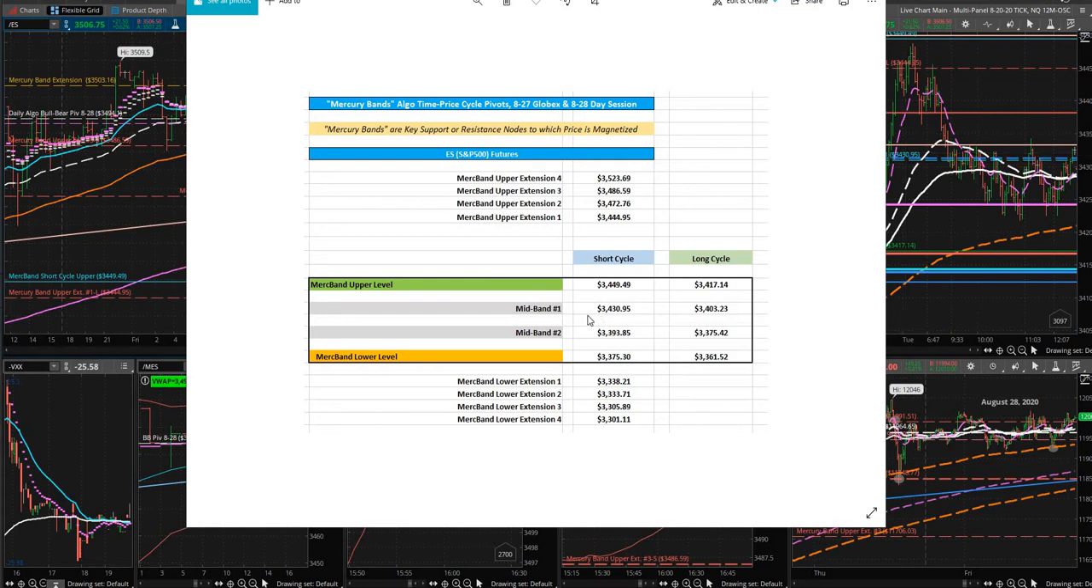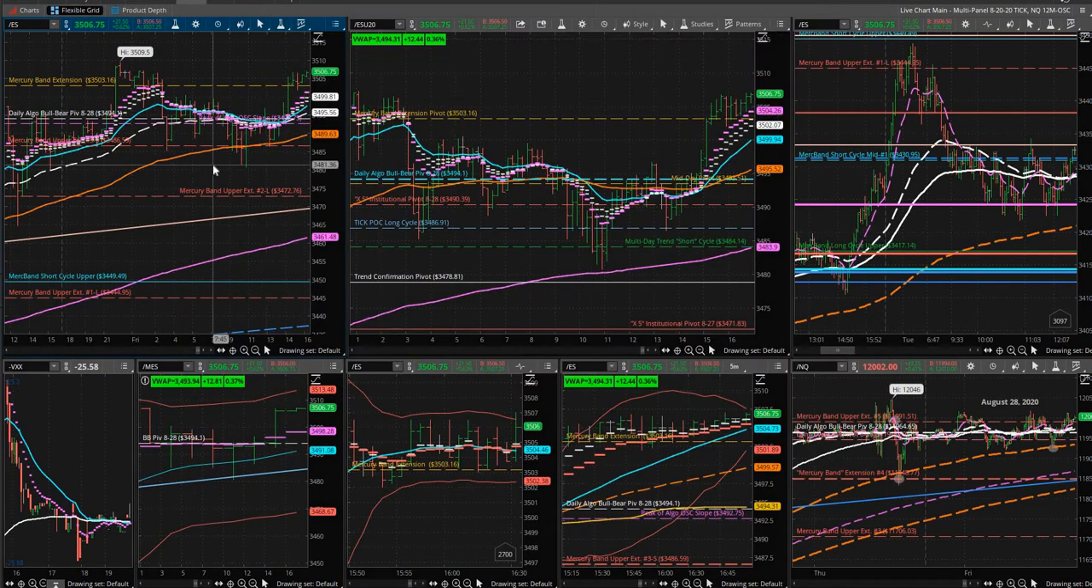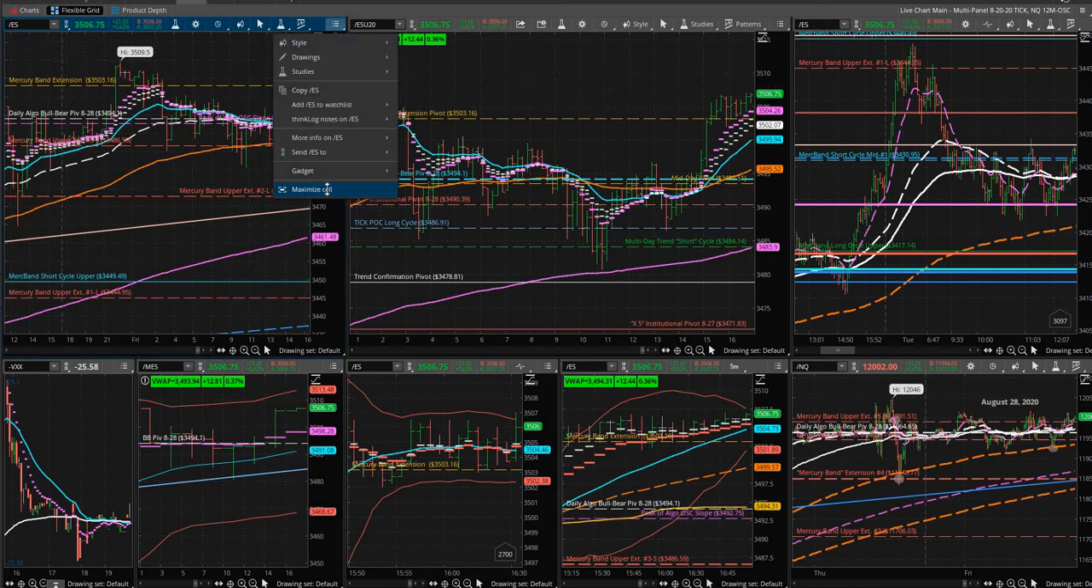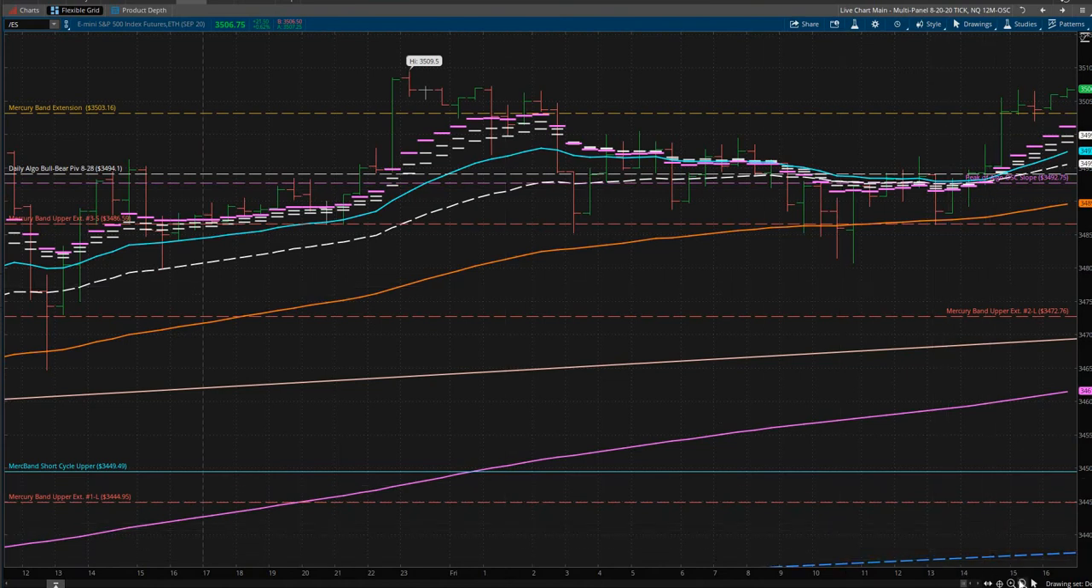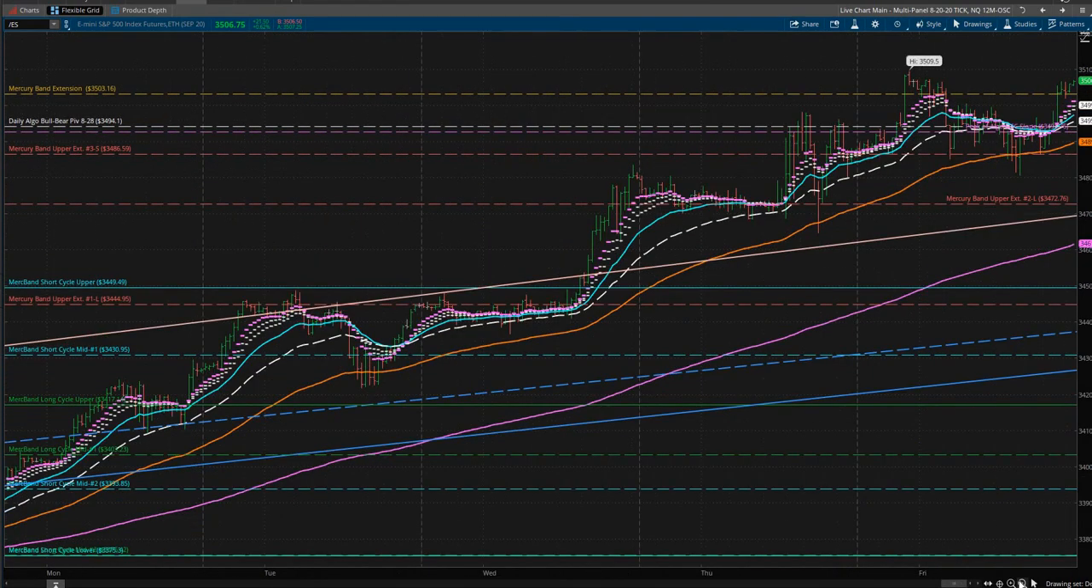So here you have the Mercury bands. You've got these 8 core inner pivots, 4 short cycle, 4 long cycle, and then you've got upper and lower extensions. That's what helps you manage your swing trades. The intraday trades will show you that when we look at that chart. So let's zoom this out. We'll take a look at the swing trade algo.